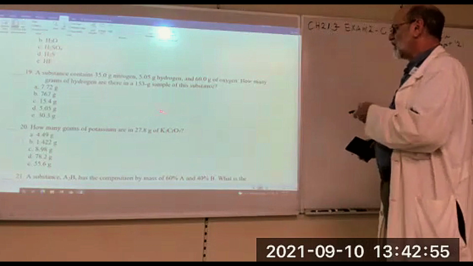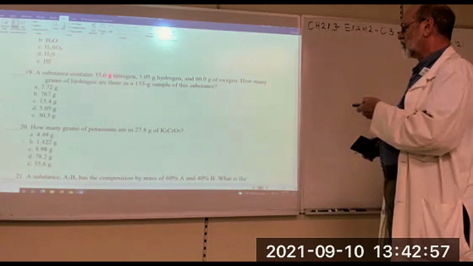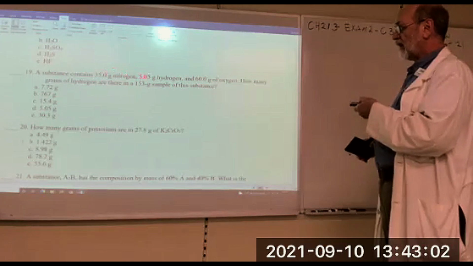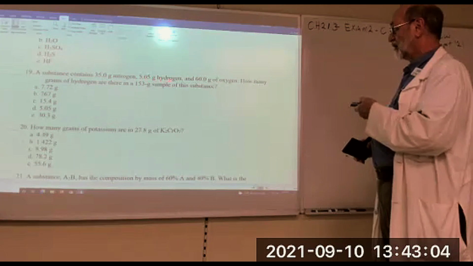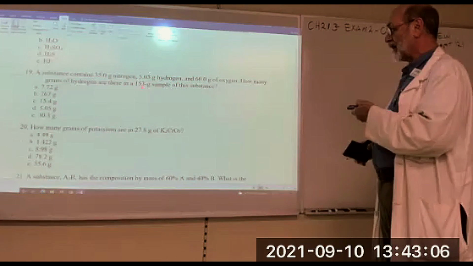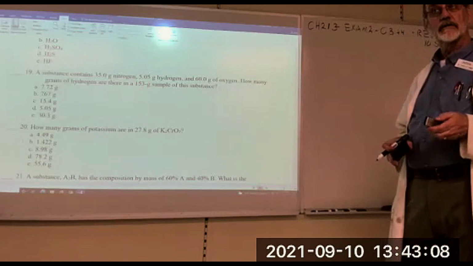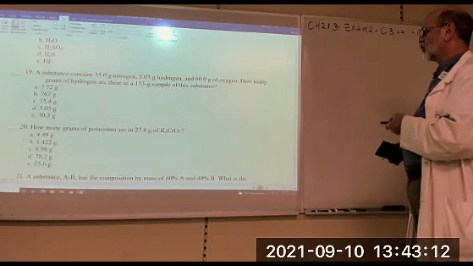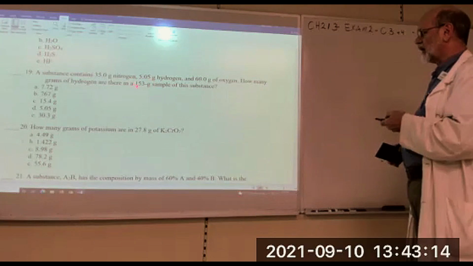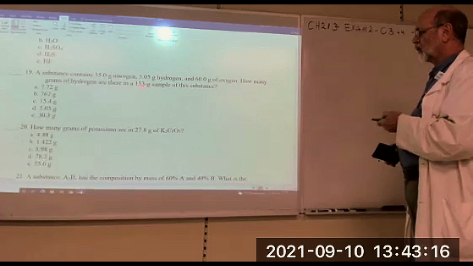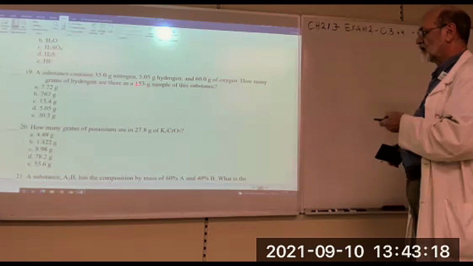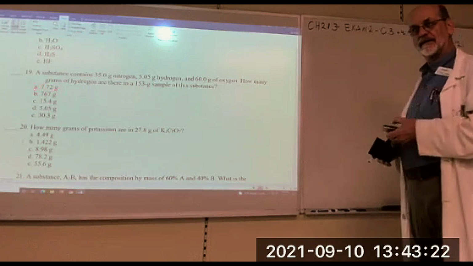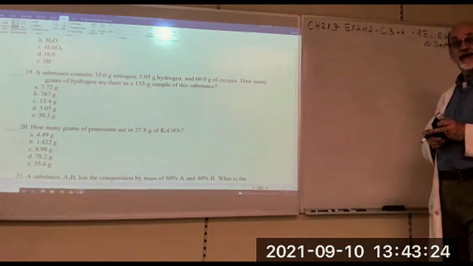Let's see, what if we add these together? 30, 40, that's 100. Right? So it's 5.05%. And you just take that fraction of this value, and that gives you your hydrogen. Right? 5%. What's 1% of 153? 1.5 times 5 is like 7.5 or so. There it is right there. Okay. You can do that one in your head.